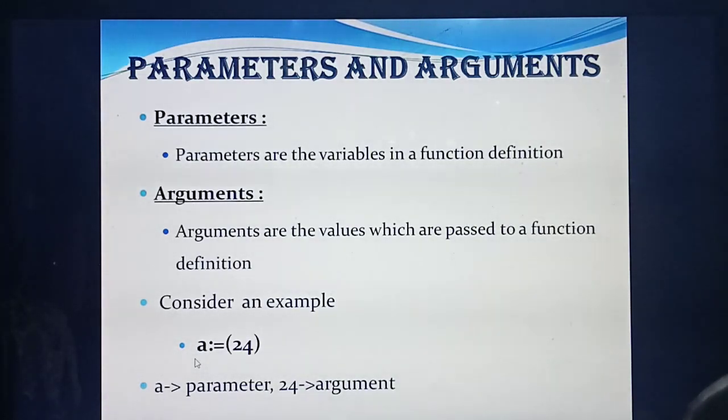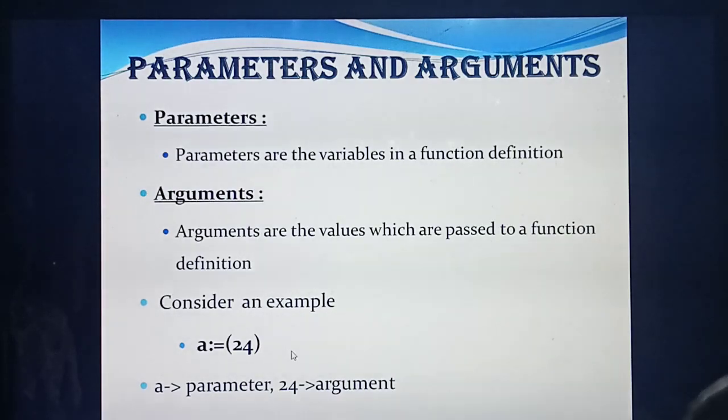Variables. So parameters mean the variables you are using in the function definition. Then next one is arguments. Argument means just the opposite of parameters. Arguments mean the values you are using in the function definition. Understood? Parameters mean variables used in the function definition, and arguments mean values used in the function definition.